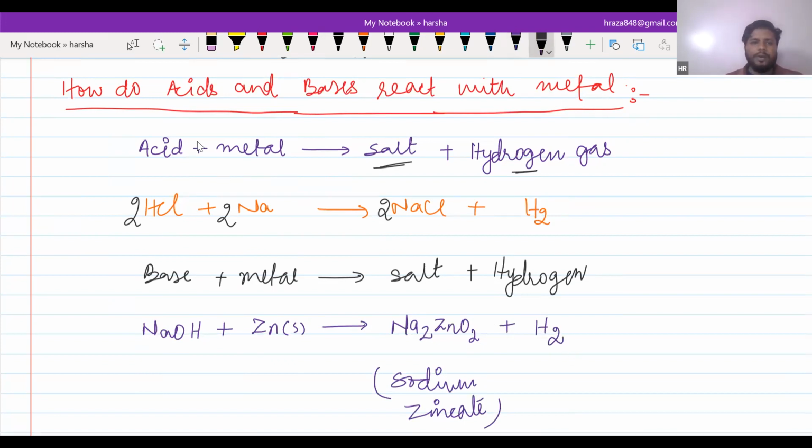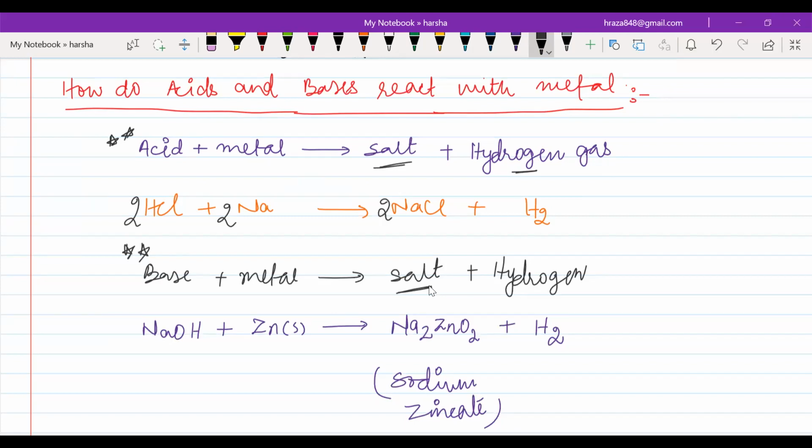So you have to remember these two general chemical reactions. Whenever acid reacts with metal or base reacts with metal, it will form salt plus hydrogen gas. Is that clear? Yes, sir. Very good. Please write it.